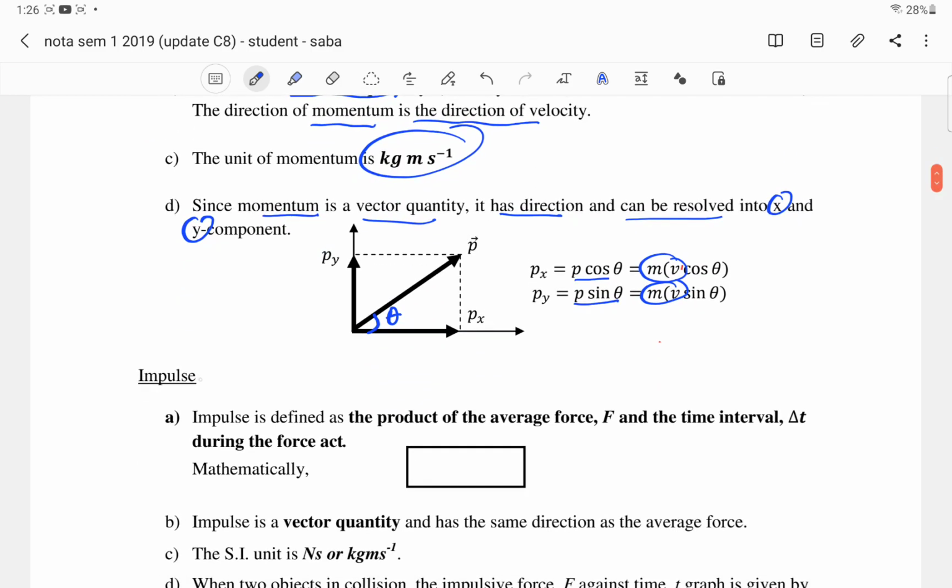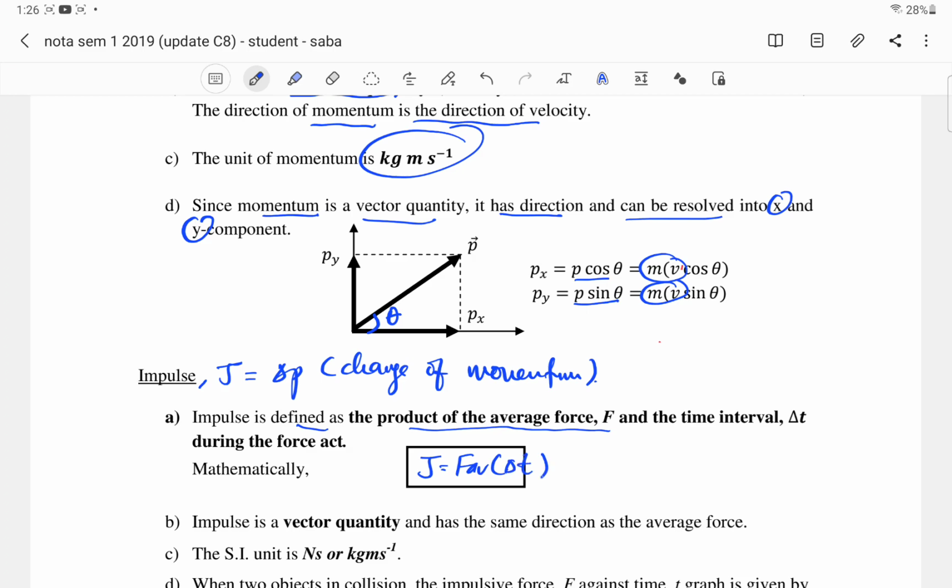Second, we have impulse. Impulse is the change of momentum. So J equal to delta p, where delta p is the change of momentum. Impulse and momentum have the same unit. Impulse is defined as the product of the average force and the time interval, during the force time. So J is equal to F average times delta t.